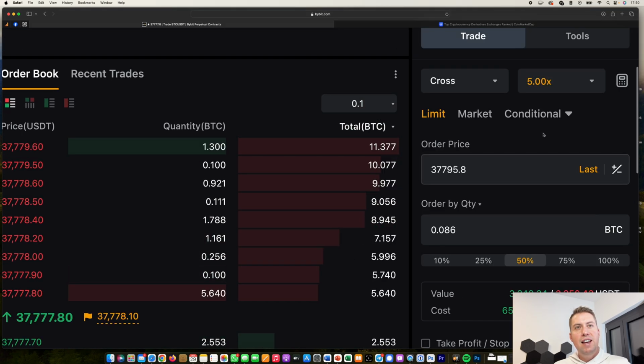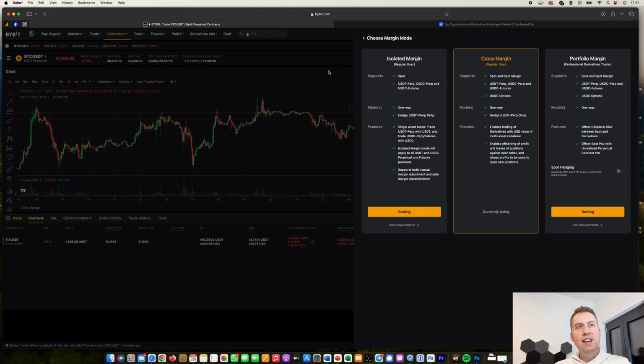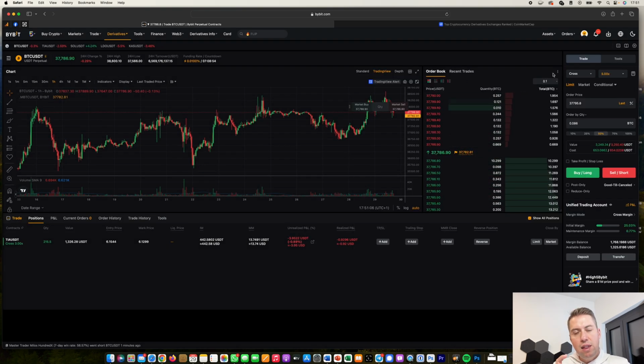However, if you have several positions, it gets quite tricky and you really have to know what you are doing. So I would always go with isolated margin. Then you can only use the money that you have in that position.